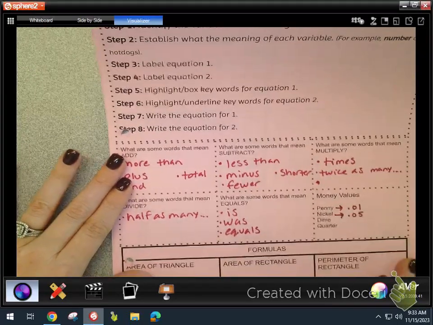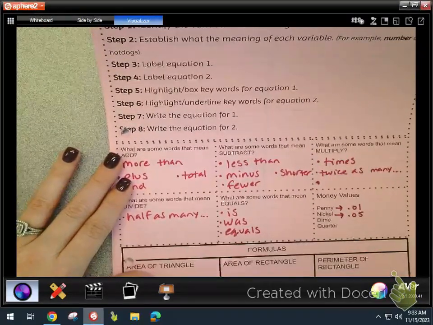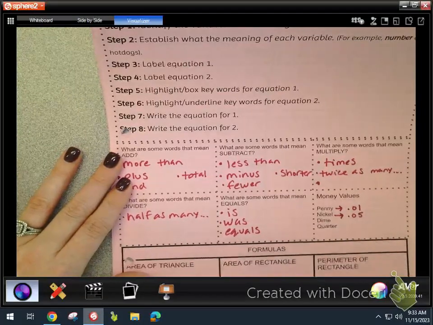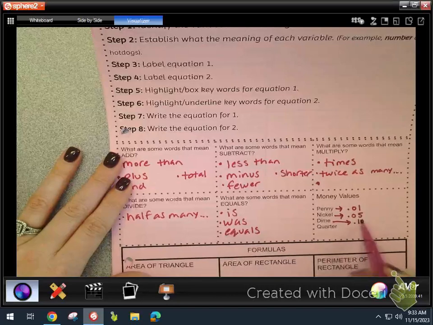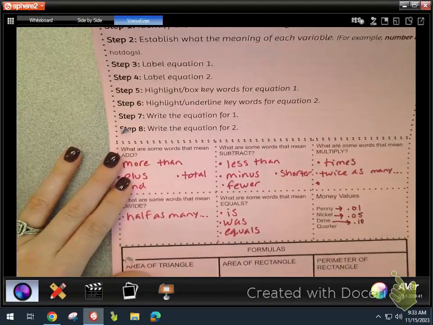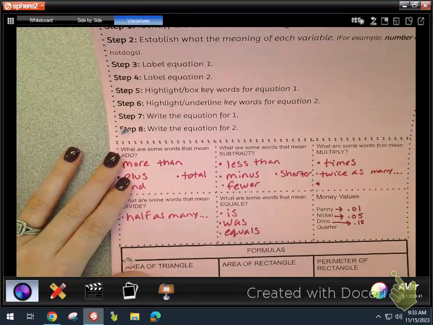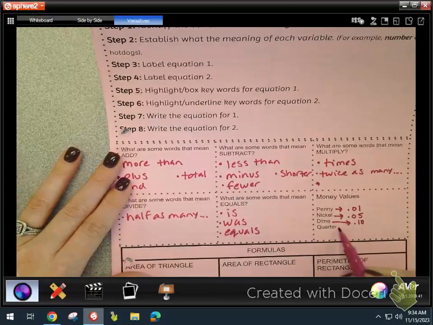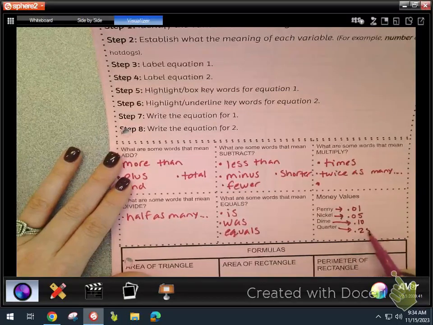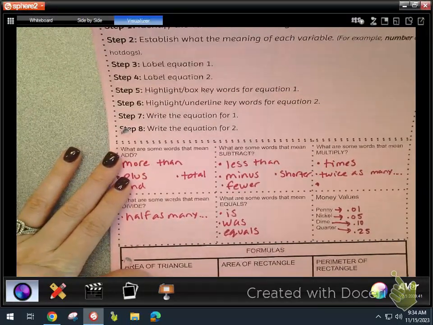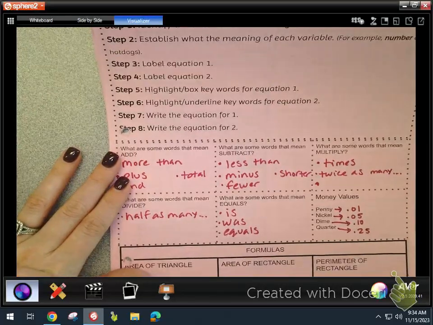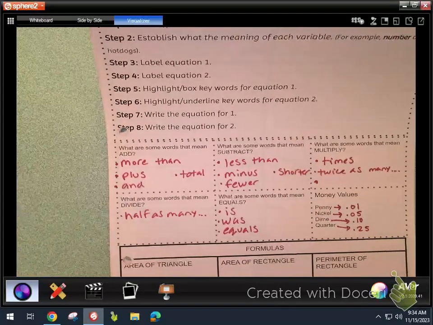0.05. Not 0.5. That's the one that people mess up. They want to put 0.5. It's 0.05. A dime, 0.10. I always put that 0 because to me it's like 10 cents. You don't have to put the 0, but I think it's helpful. And then a quarter is 0.25, 25 cents. Okay? So when we see problems like that, we're probably going to have some money values.